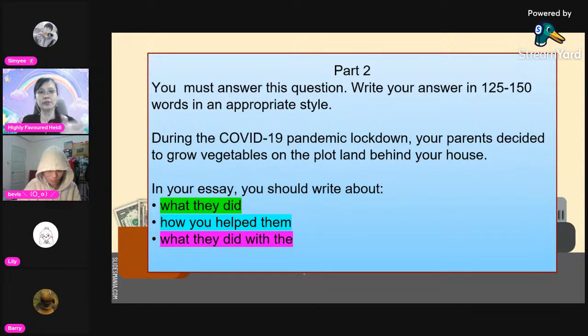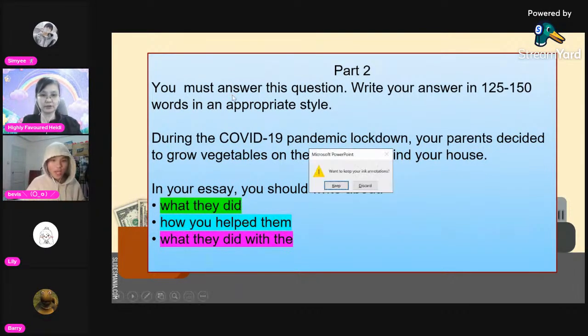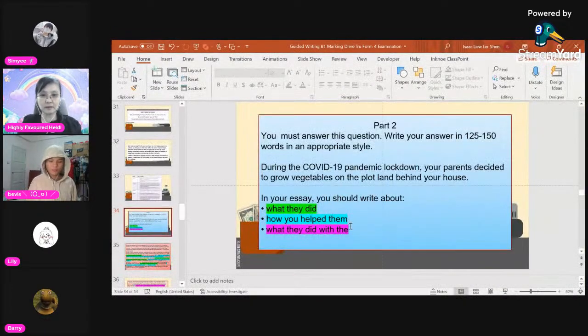Okay, so you must answer this question, write the answer in 125 to 150 words. So our question: during the COVID-19 pandemic lockdown, your parents decided to grow vegetables on the plot of land behind your house. So in your essay, what you're supposed to do: what they did, how you helped them, what they did with them, I think. Okay, not with the vegetable, with those vegetables. Did with them. I think it's them, with those vegetables.